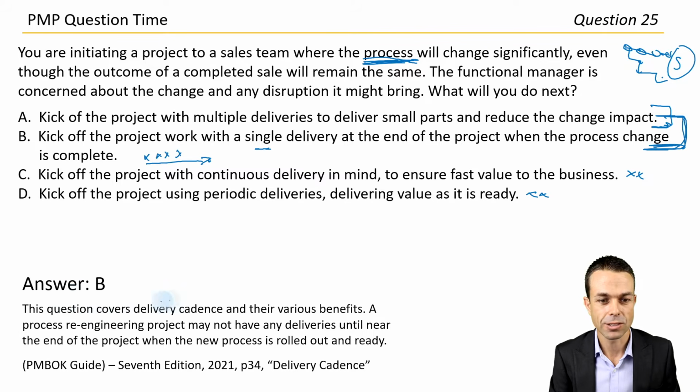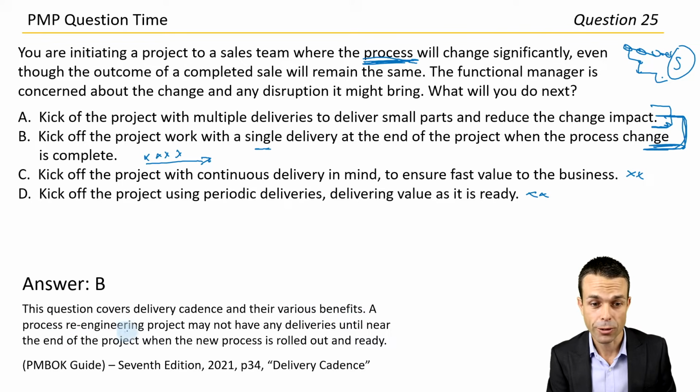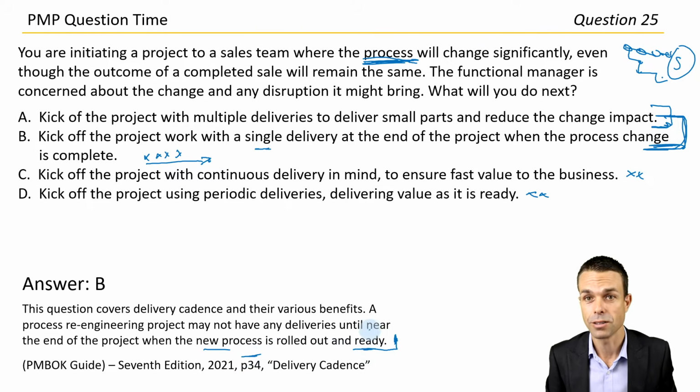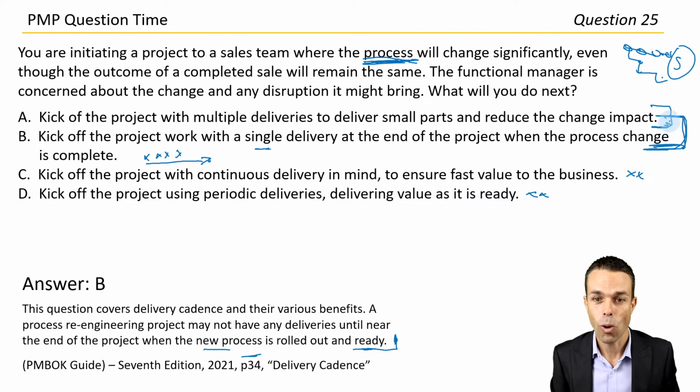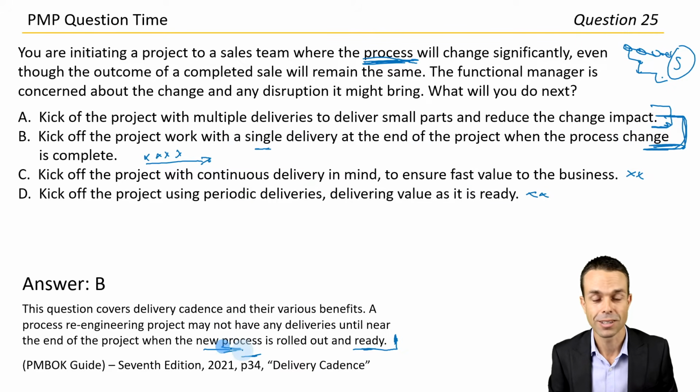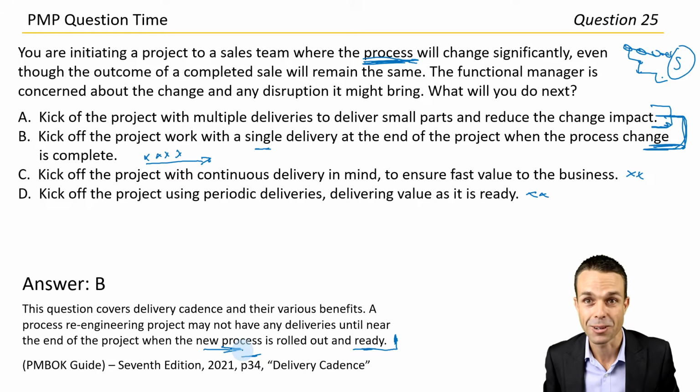This question covers delivery cadence and their various benefits. A process re-engineering project may not have any deliveries until near the end of the project when the new process is rolled out and ready. Okay, all right. So that's what we're talking about there, directly from the PMBOK Guide, page 34 under delivery cadence. Quite tricky, could have gone both ways, but that is something good to know and be aware of when you're doing the exam under those scenarios, under a process scenario, re-engineering process.